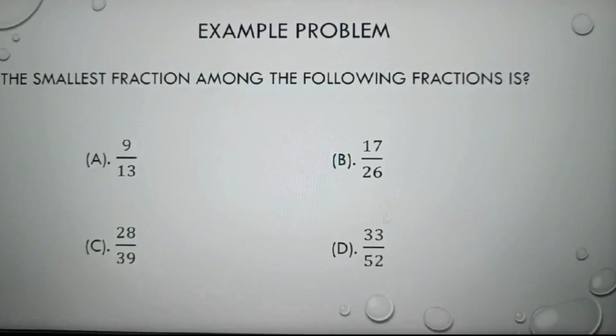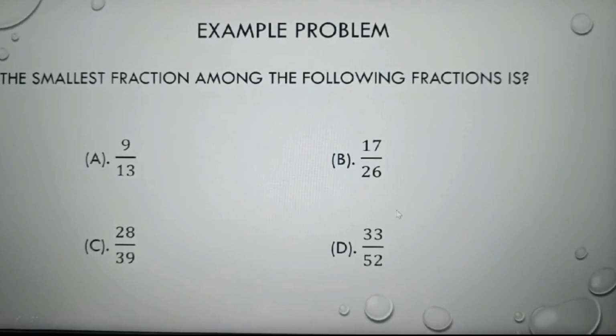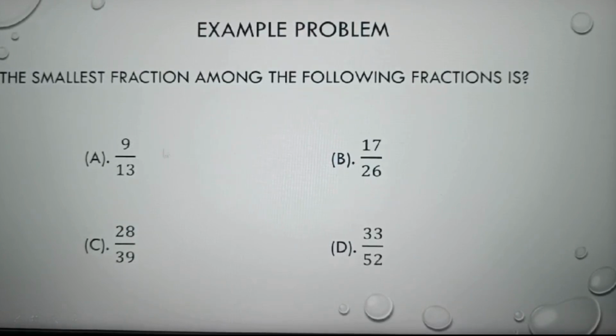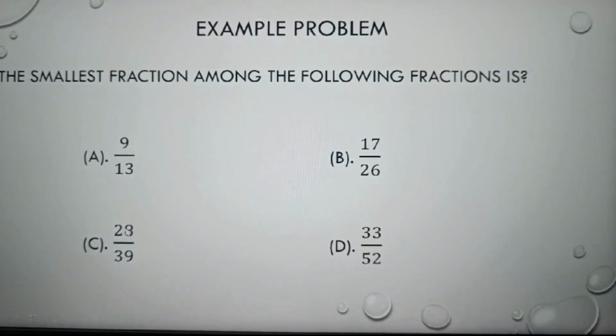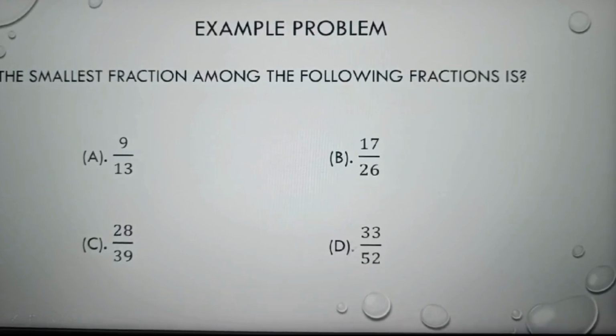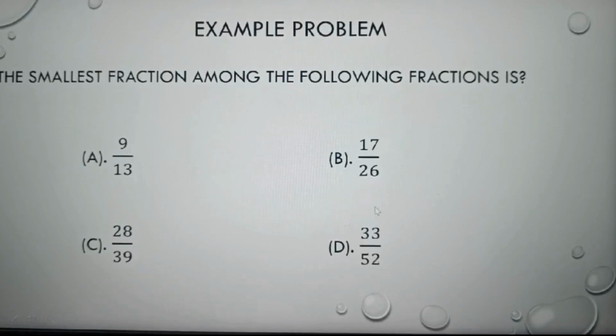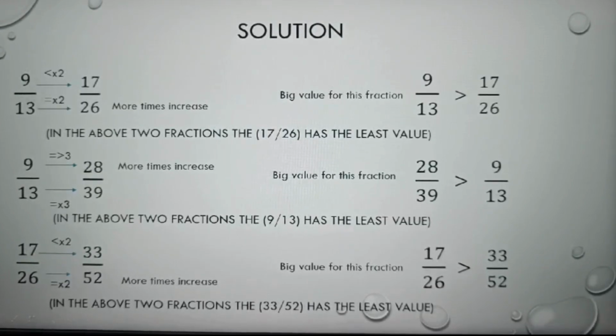Now let's use the previously learned concepts to solve this example problem. The smallest fraction among the following fractions is: option A is given as 9 by 13, B 17 by 26, C 28 by 39, whereas D 33 by 52. So we compare pairs of two fractions to decide the smallest one for these given options. So the first pair is 9 by 13 and 17 by 26, A and B.